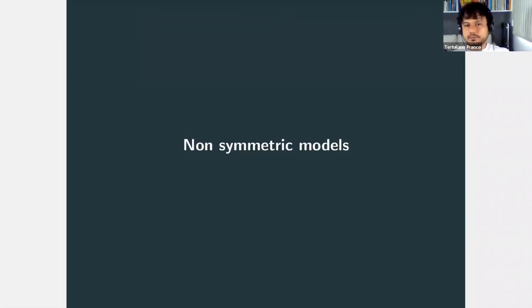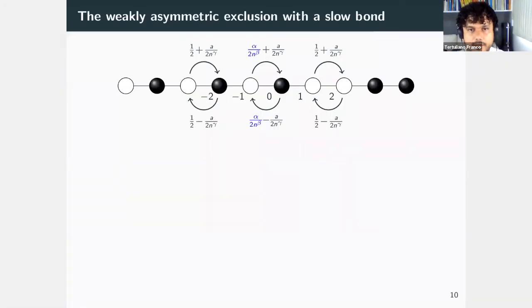Let's speak now about non-symmetric models. All previous results were about symmetric models: the exclusion process with a slow bond, the slow bond random walk, higher dimensions, but they are all in some sense symmetric. When you attach slow rates to a bond, it makes the system symmetric in some sense. So let's see non-symmetric models.